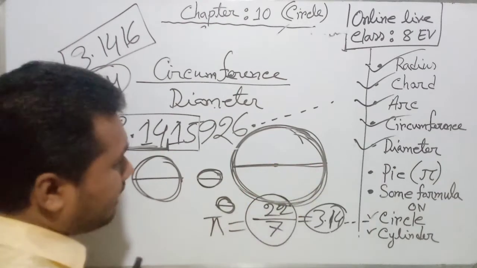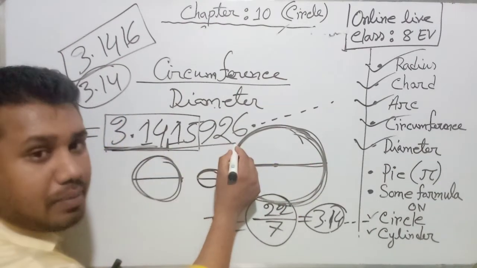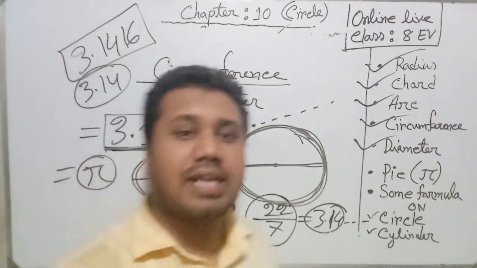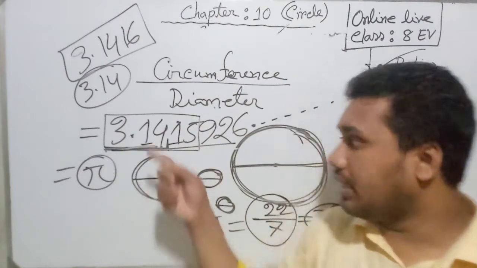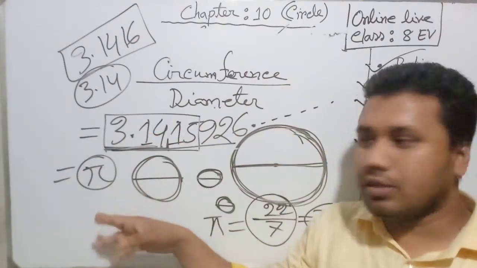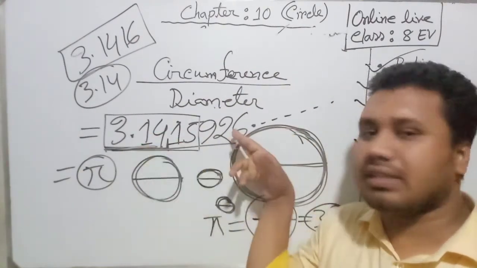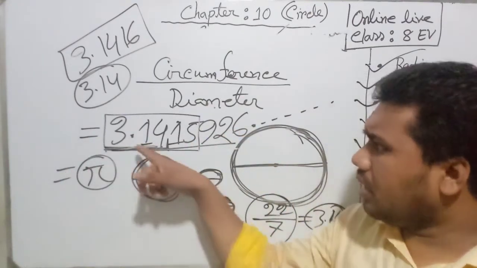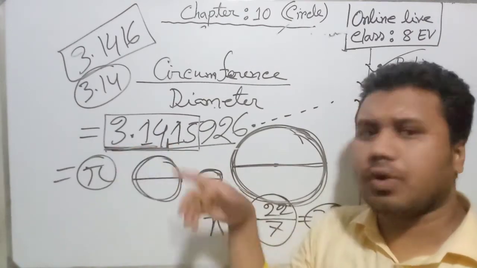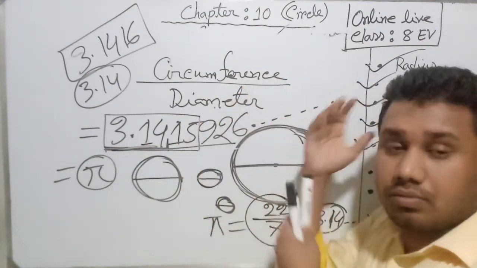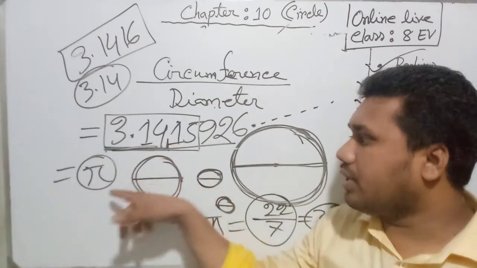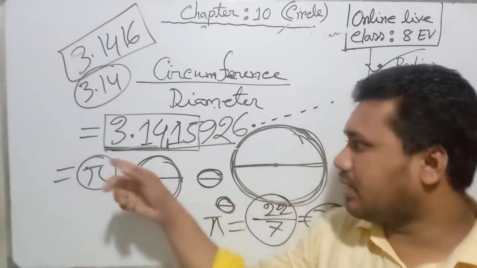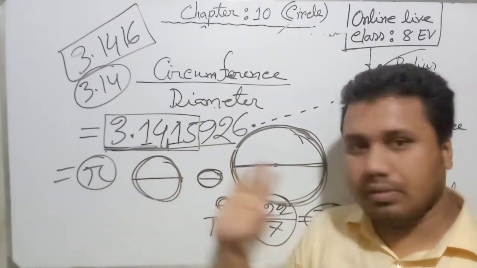So what is pi? This number is called pi. So we can say pi is a nickname of the number. If I say go there and take 3.1415926 dot dot dot, it is more complicated. If we say go there and take pi, that means this number. So this is the nickname.